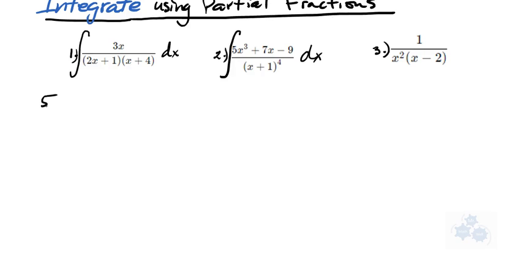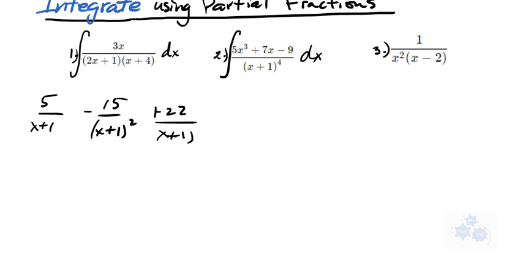We have 5 over x plus 1. Is this looking familiar to you? Minus 15 over x plus 1 squared plus 22 over x plus 1 cubed minus 21 over x plus 1 to the 4th.